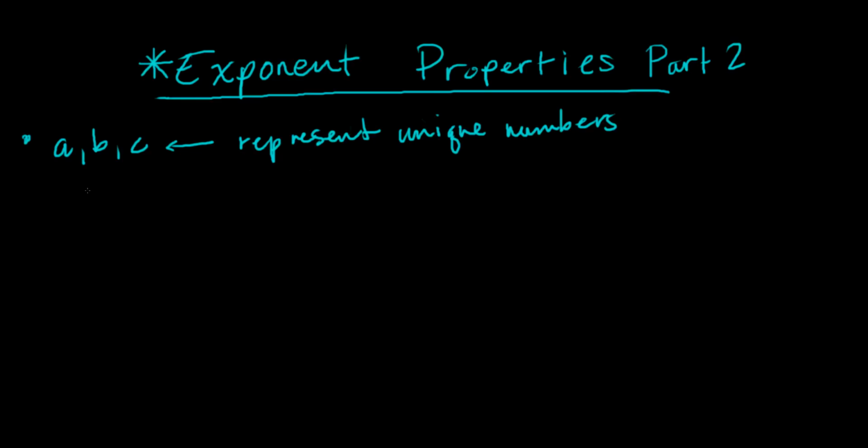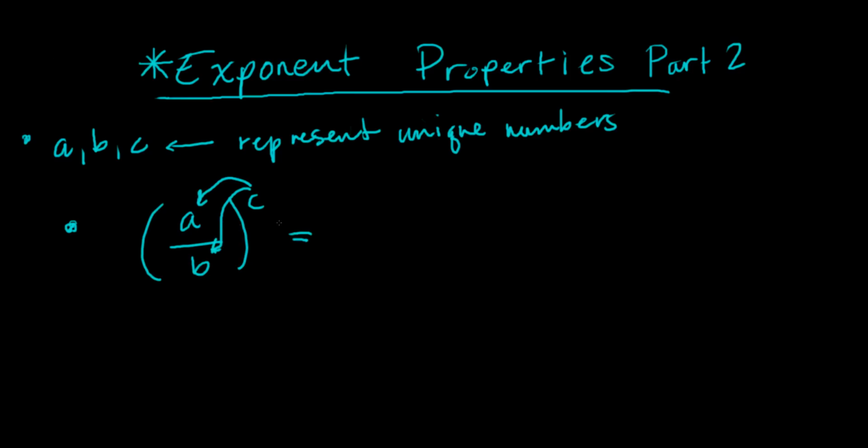This is the second video in Exponent Properties, and I want to remind you that I'm using A, B, and C here to represent unique numbers to generalize this case for all possible number values. So the next property I want to go over is if you have two numbers being divided, like A and B, and then the whole entire thing is being raised to a power, you simply put the power on both of the numbers. That's what the rule says.